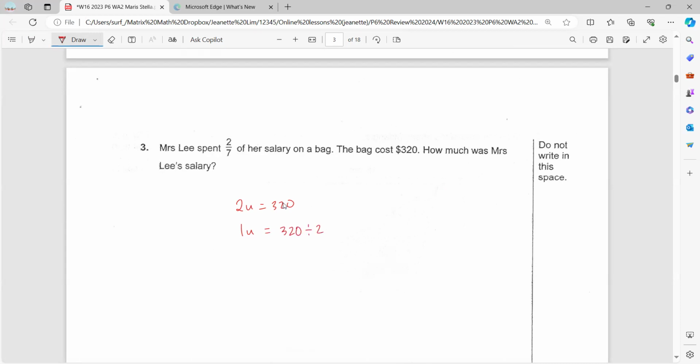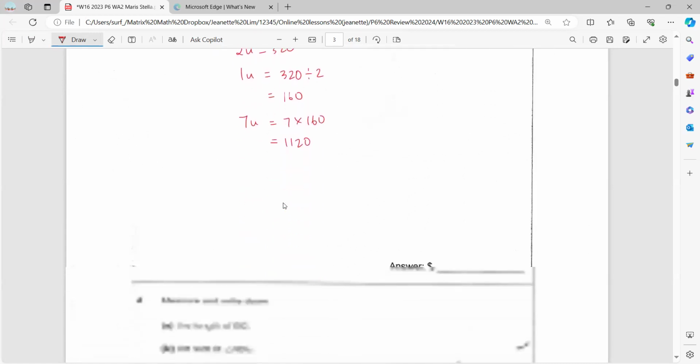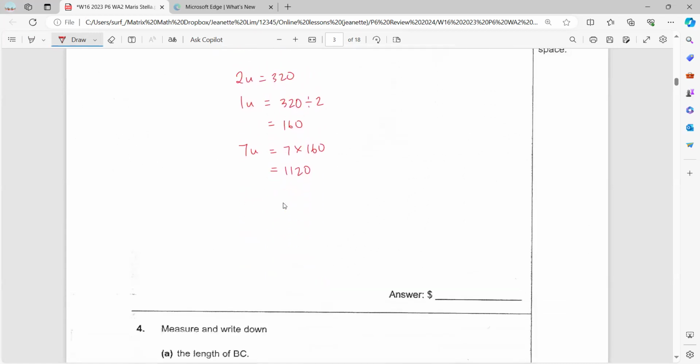Okay, so we have 2 units, find 1 unit. You divide by 2, which is 160. Her total salary is 7 units, so it times 7. So this is the answer, $1,120.